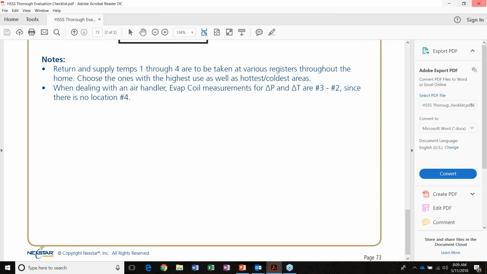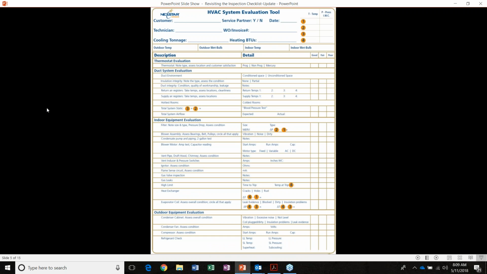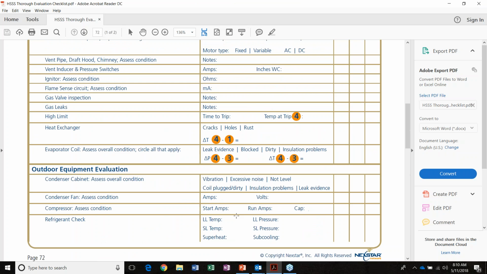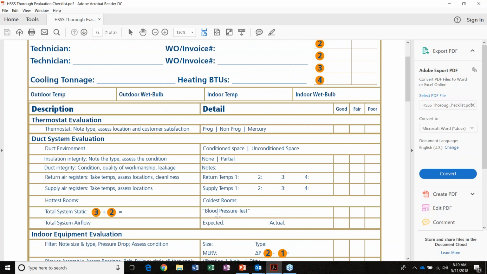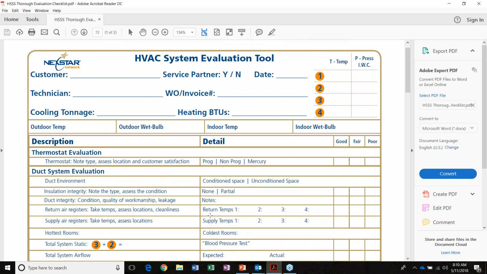All right. So let's move on to our next tool. HVAC evaluation tool. And again, this is another newer tool that we've got, just going to pull this up again. This is a 2-page tool, HVAC system evaluation tool, and got a lot of points on there.